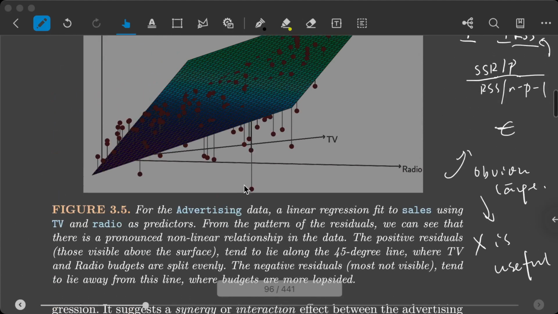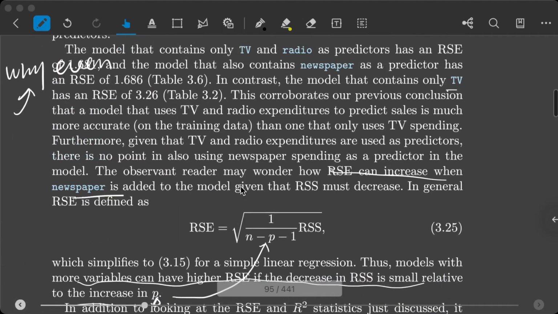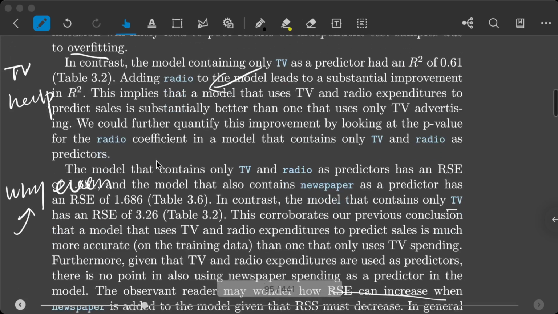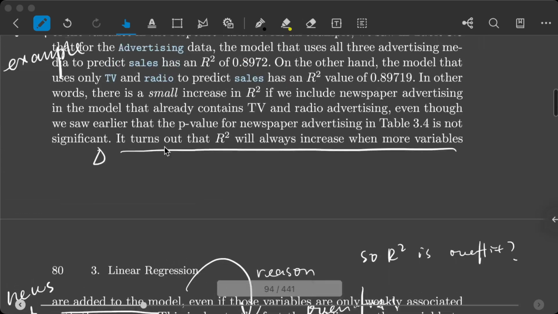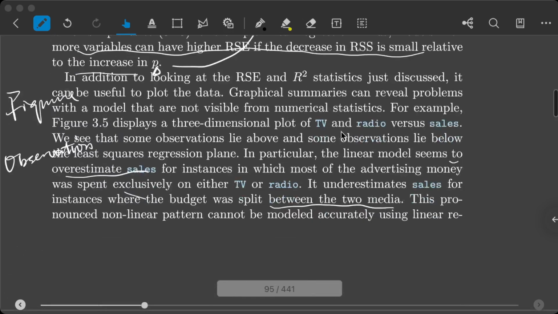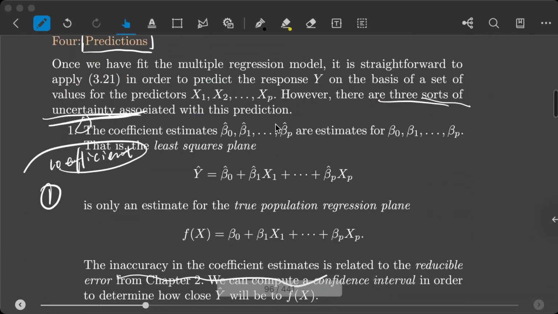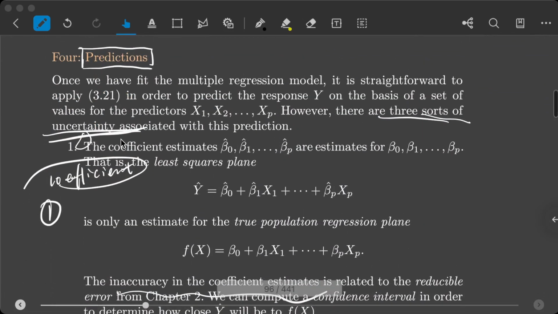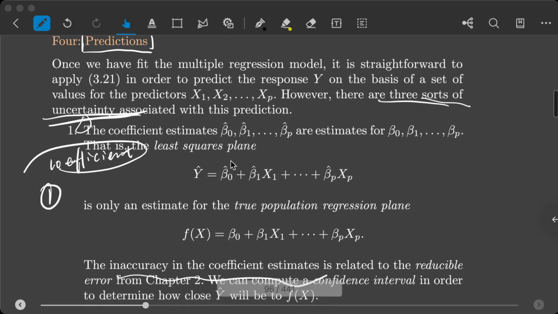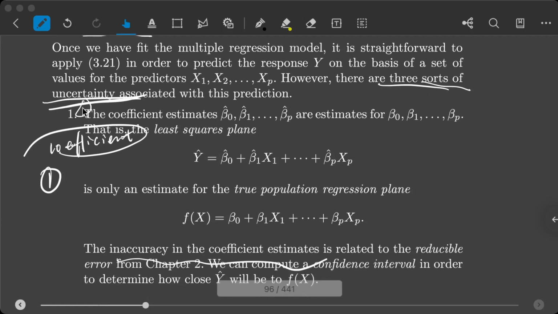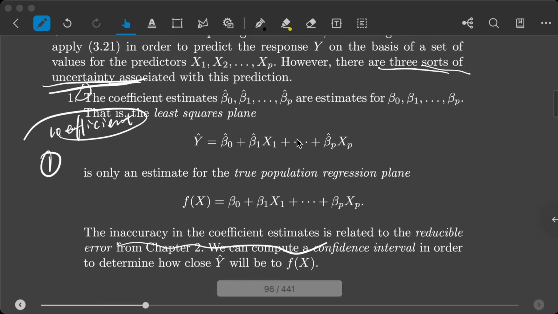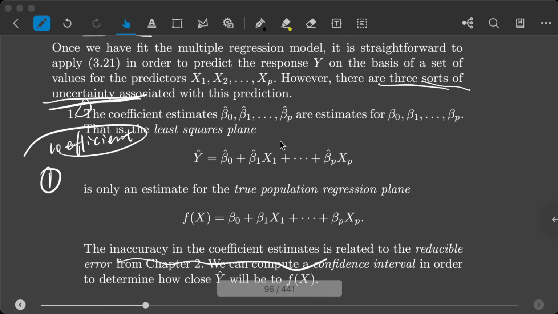Okay, this is about how to estimate the fitting of the model from some statistical values. And the last part is about predictions. So it has strong connections with the third part. Generally, we have three sorts of uncertainty associated with the prediction. So it can also be said that we have three kinds of errors.